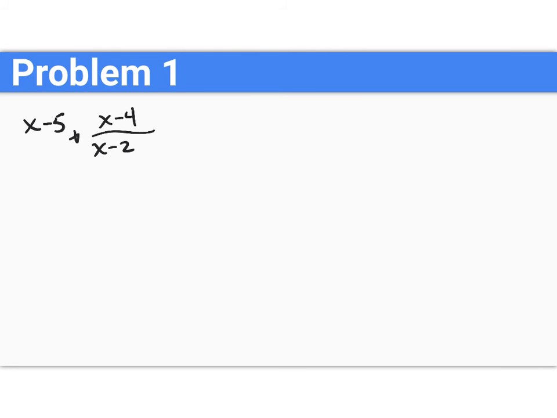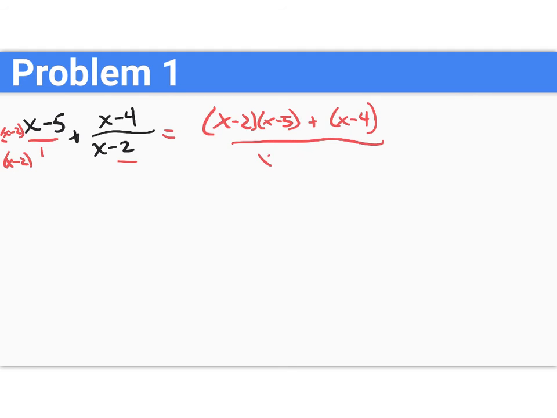Okay, so let's see what you did and how you did. All right, so first thing we got to do is put x minus 5 over 1. Our common denominator is x minus 2. So we multiply that there, multiply that there. So we get x minus 2 times x minus 5 plus x minus 4 all over x minus 2.